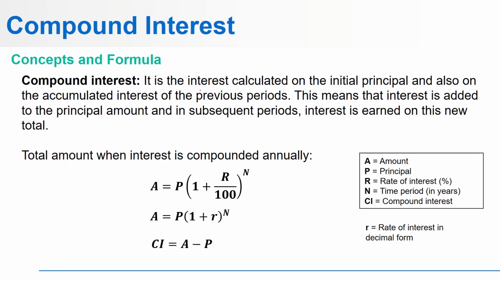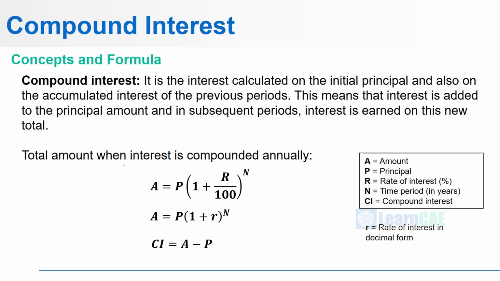Compound interest. It is the interest calculated on the initial principal and also on the accumulated interest of the previous periods. This means that interest is added to the principal amount and in subsequent periods, interest is earned on this new total. That is, here the interest is added to the principal and then for the new total, we will be calculating the compound interest.